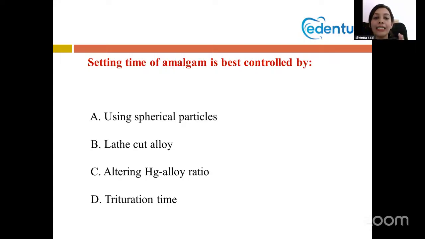Next question: setting time of amalgam is best controlled by. The options are using the spherical particle, lathe cut alloy, altering the mercury alloy ratio, or trituration. We know that mixing of a material always best controls the setting time, but the setting time is also altered by the particle size and the mercury and alloy ratio. But the question is particularly being asked: setting time of amalgam is best controlled by.